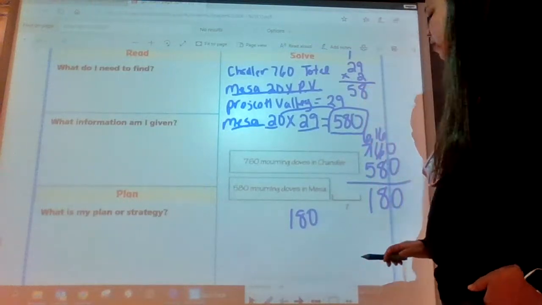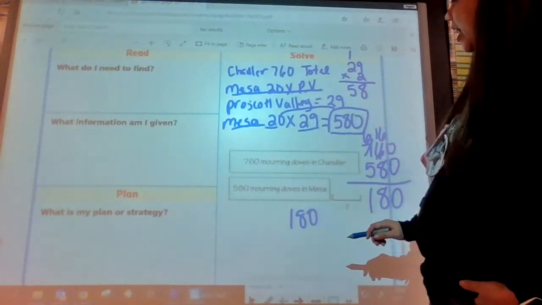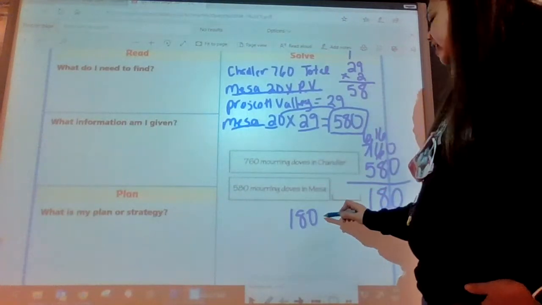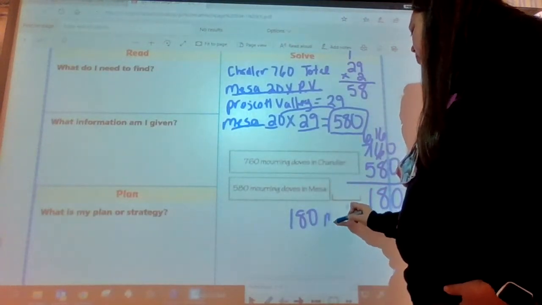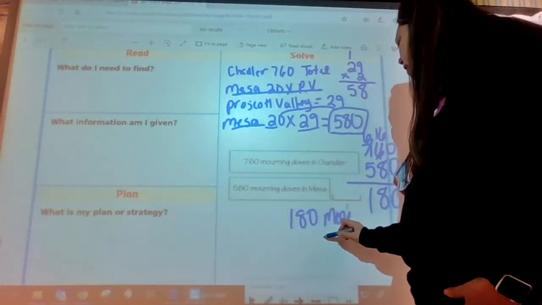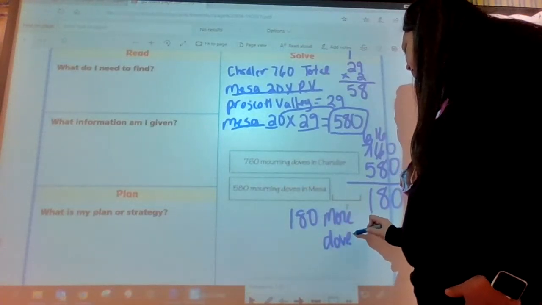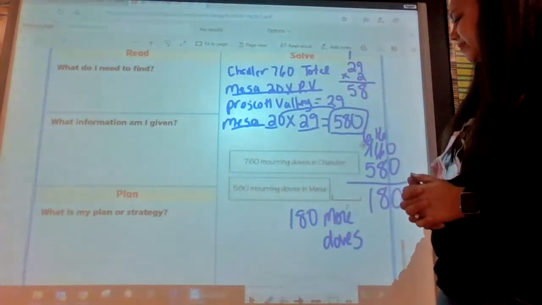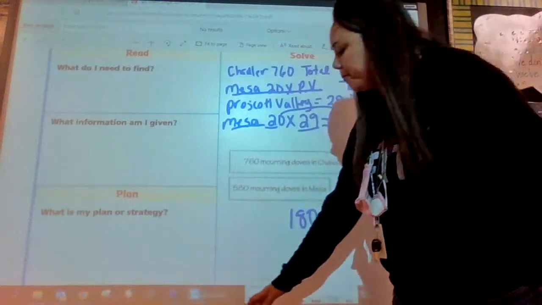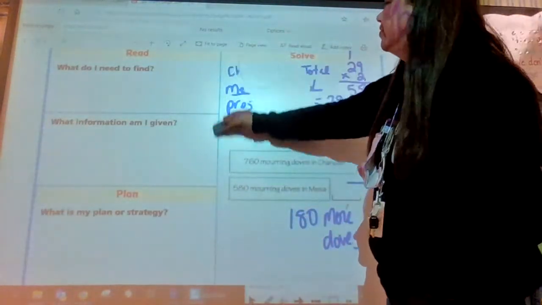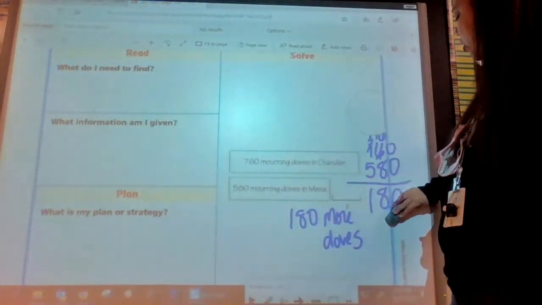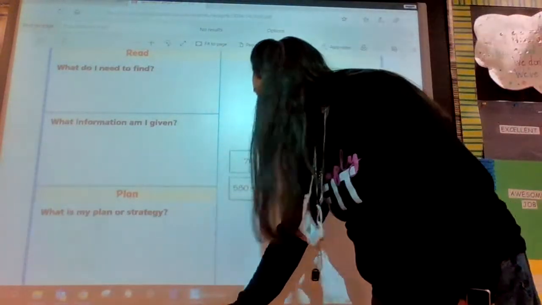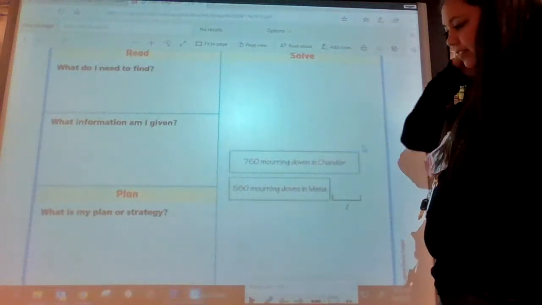Okay, so I got an answer of how many more birds were in Prescott than in Mesa, and it would be 180 more doves, those mourning doves. Okay. So, now, let's go ahead and move on to the next question because I really like it.